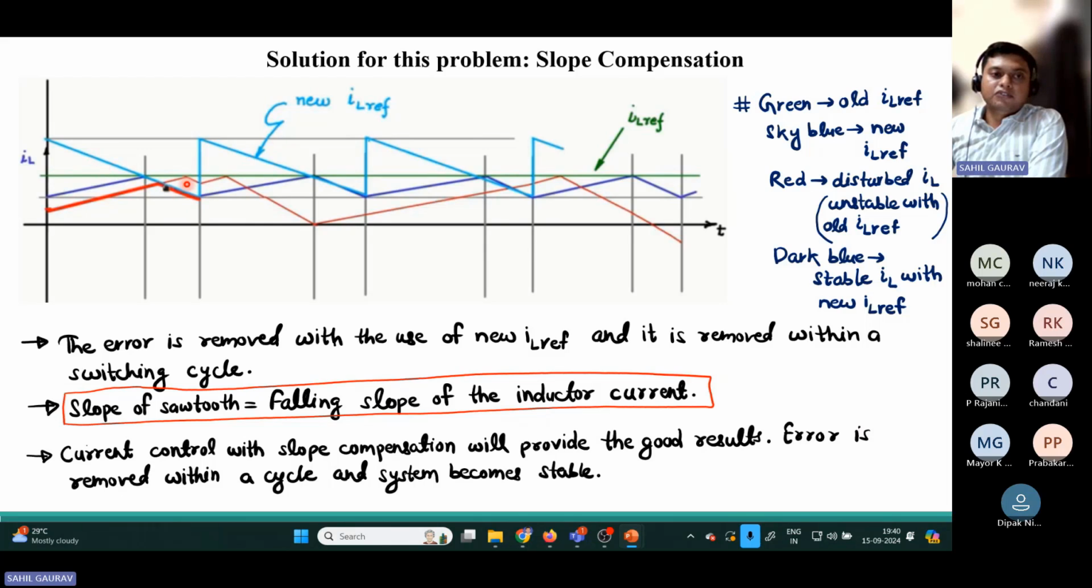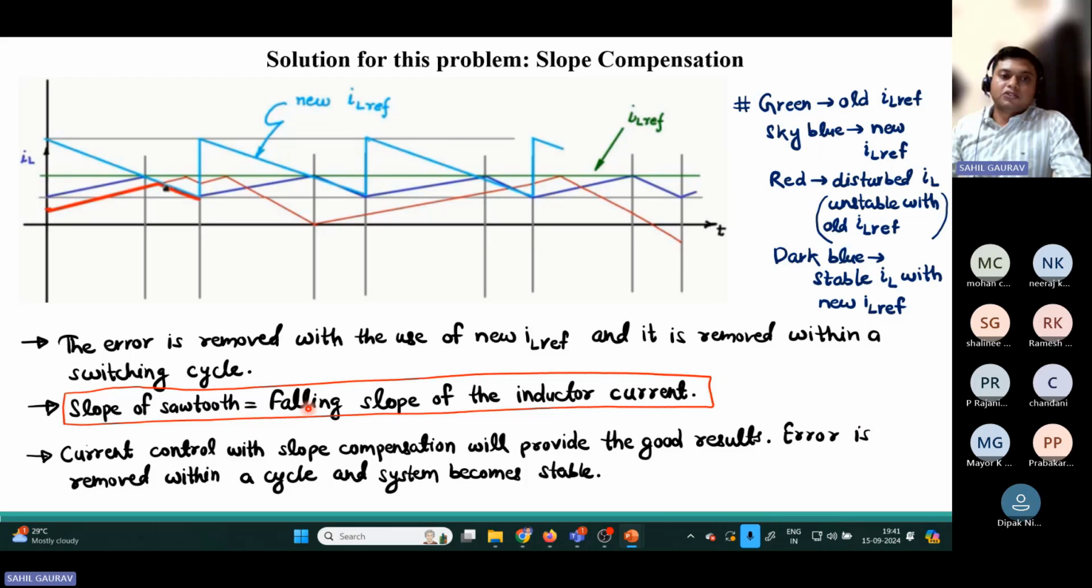As a layman, you have to put the slope of the sawtooth equal to the falling slope of the inductor current, and you can easily find this falling slope. That slope comes from the turned off condition of the switch. We will see one problem based on this also, on how we can find this slope of the sawtooth.